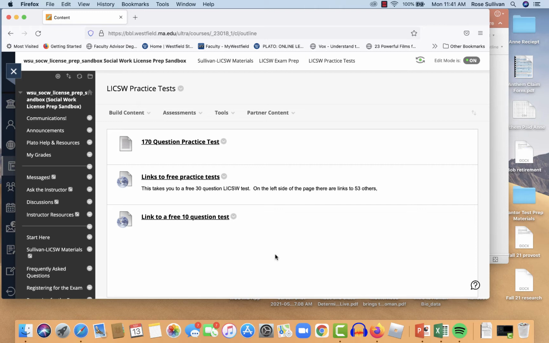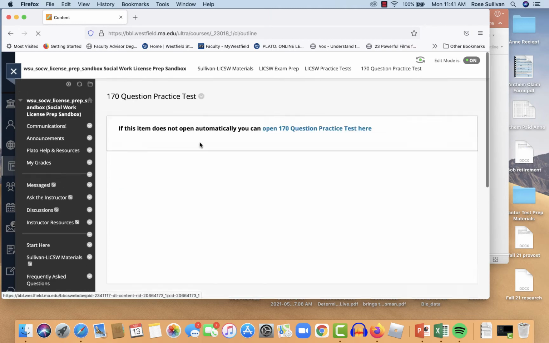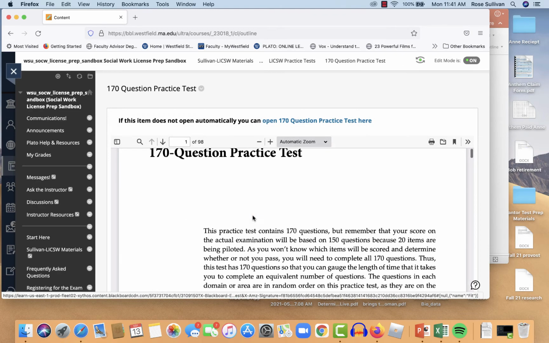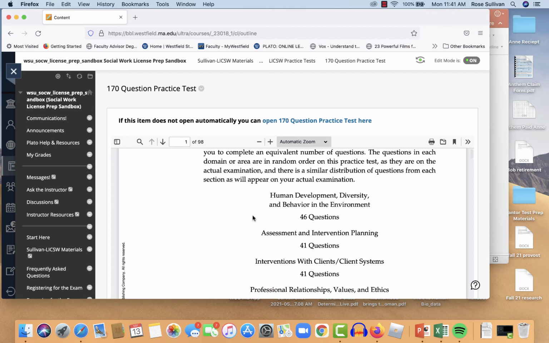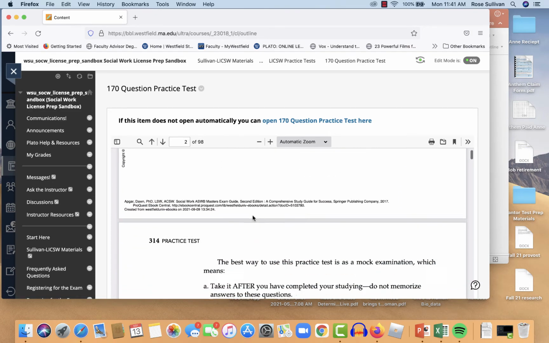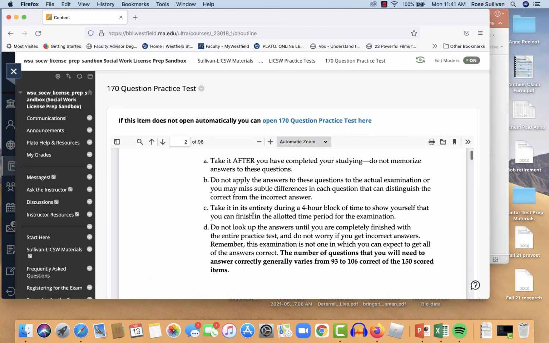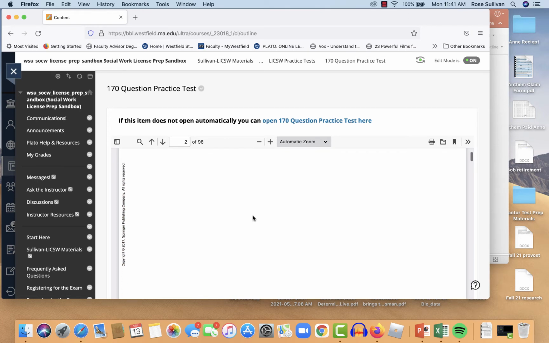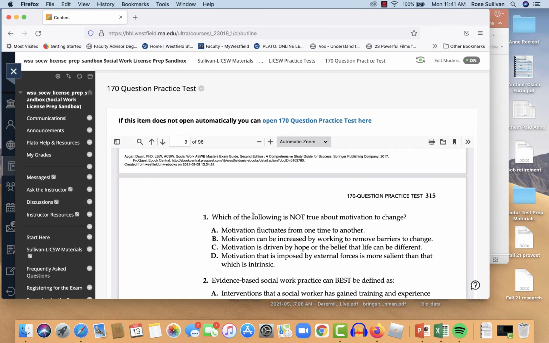One of these things is an online practice test that is exactly like the real LICSW test. So you can click on this icon, it opens, it looks exactly like it will look when you take the test. It gives a little bit of strategy help, and then it goes into the questions. The last page has the answers.